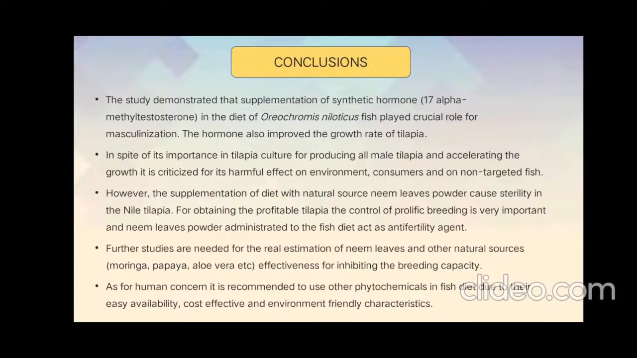Further studies are needed for the real estimation of neem leaves and other natural sources such as moringa, papaya and aloe vera effectiveness for inhibiting breeding capacity. As per human concern, it is recommended to use other phytochemicals in fish diet due to their easy availability, cost effectiveness and environment friendly characteristics. Thank you.